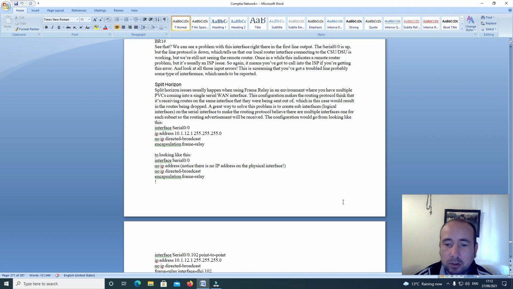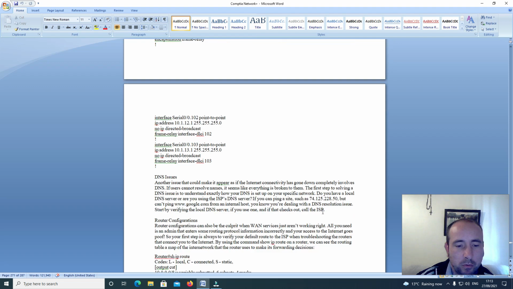The configuration would go from looking like this: interface serial 0/0, IP address 10.1.12.1 255.255.255.0, no ip directed-broadcast, encapsulation frame-relay, to looking like this: interface serial 0/0, no IP address. Notice that there's no IP address on the physical interface. No ip directed-broadcast, encapsulation frame-relay.